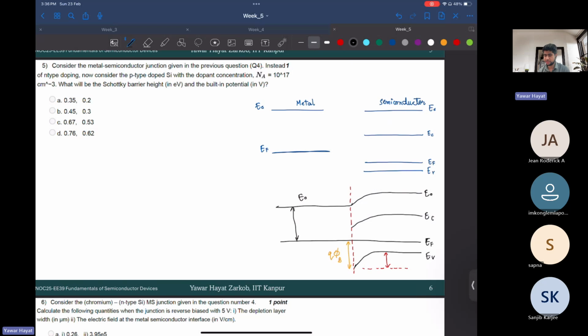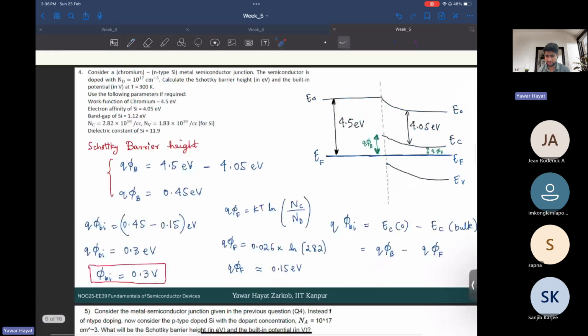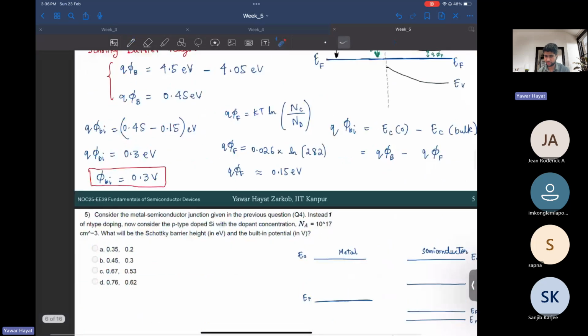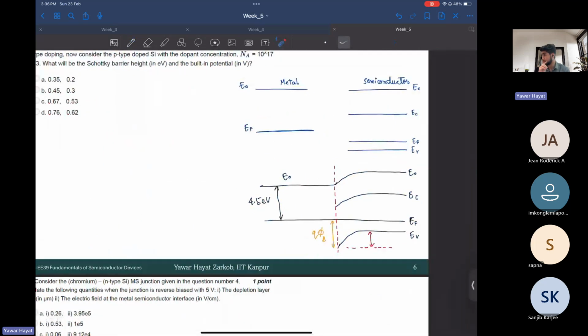How much is this? This is your 4.5 electron volt, right? This is unchanged from the previous problem, so your work function will be the same. And your affinity, how much would your affinity be? It would be 4.0 for electron, right?